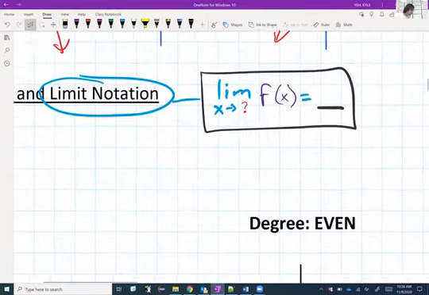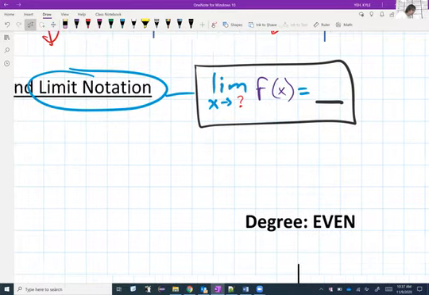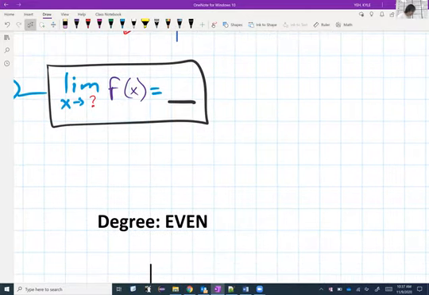Limit notation. Limits talk about what is happening to our graph at a certain point in the graph. And so they're written like this. And how that box on the right is pronounced, how it's kind of spoken, is the limit as x approaches some value of f of x equals blank.